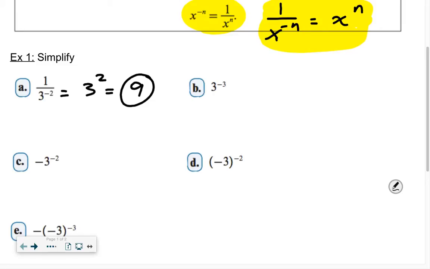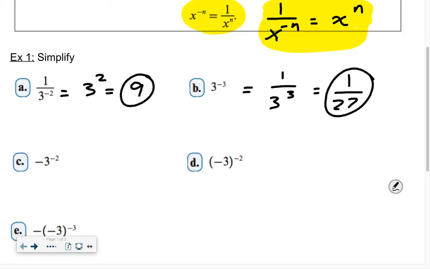B, we have 3 to the negative third. Again, negative exponent. Where is this 3 considered to be at right now? Is it on top or down below? It's considered to be on top, right? We don't have the ratio, don't have the fraction. It's considered to be on top. So therefore, we got to move it down below, move it to the denominator. And I do believe 3 cubed is 27.